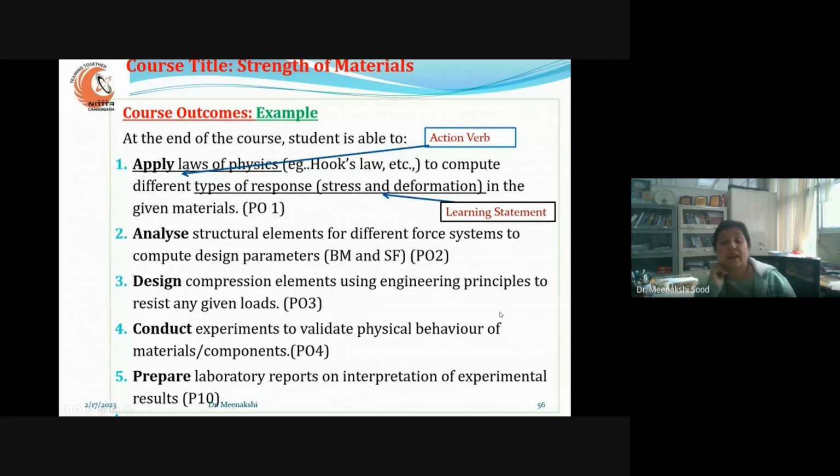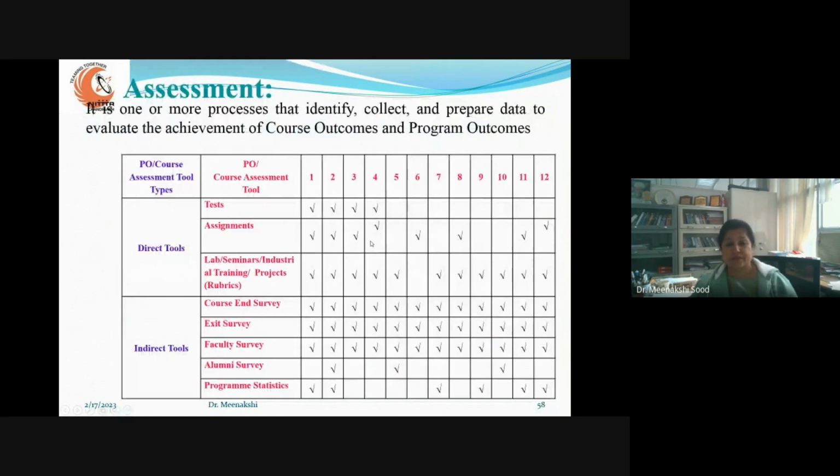And whenever you write the course outcome, we have to map every course outcome with the program outcome. I'll show you this one. Okay.